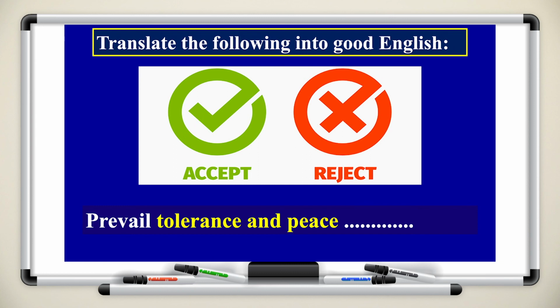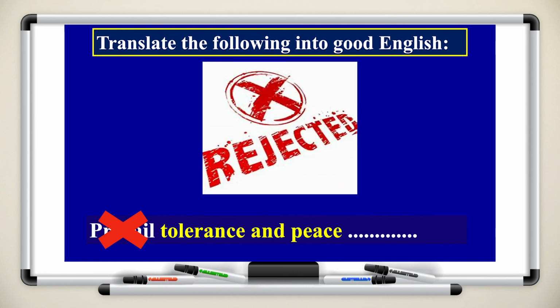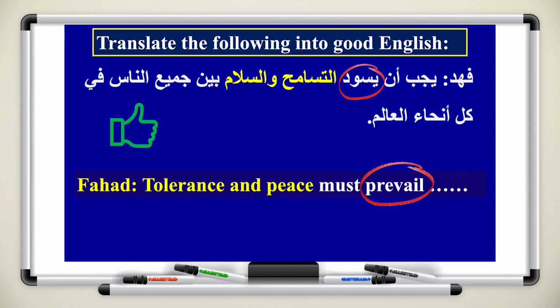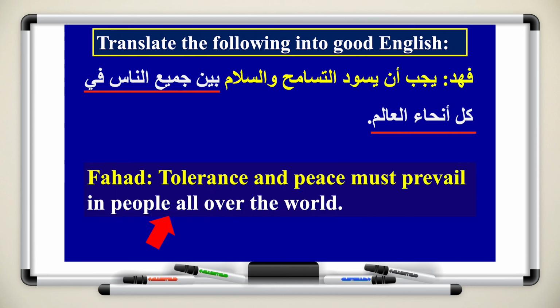Prevail, tolerance, and peace. It's rejected. The reason behind that is because we need to avoid word-for-word translation. If we do that, then we give the wrong order for the whole sentence. The correct way to do this is the following. Tolerance and peace must prevail. Now this is a good translation. We've translated the meaning from Arabic into English. To continue, tolerance and peace must prevail in people all over the world.